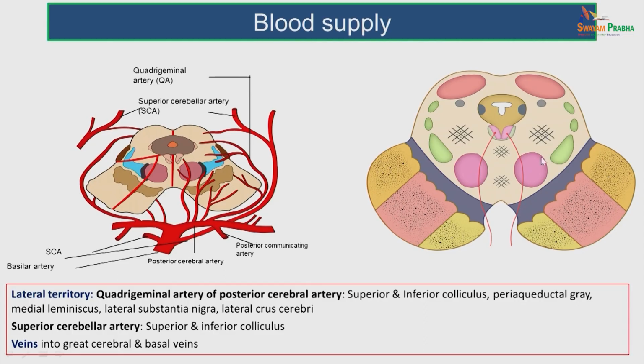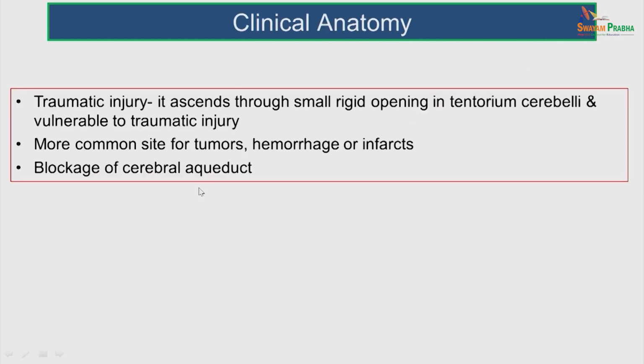Then there is the superior cerebellar artery, which again supplies the superior and inferior colliculus. The venous drainage from the midbrain mainly goes into the cerebral and basal veins. This is the blood supply.